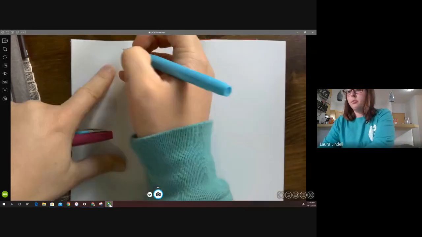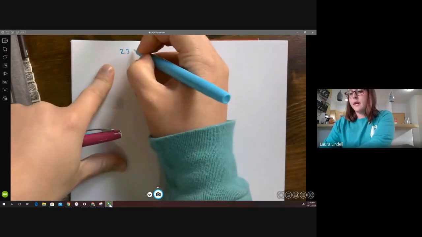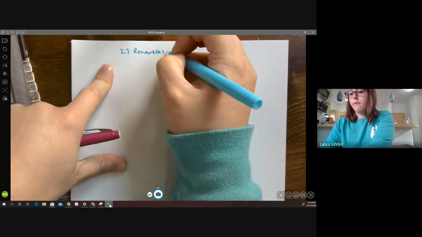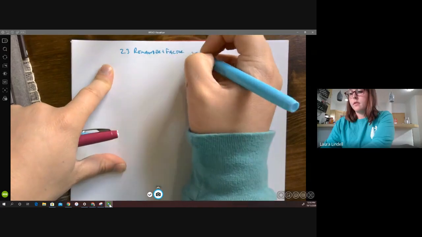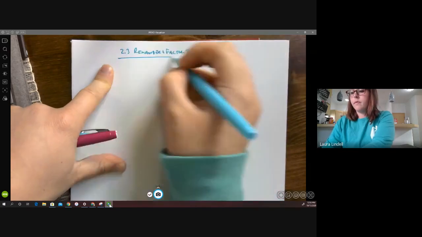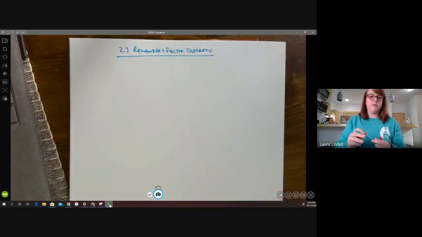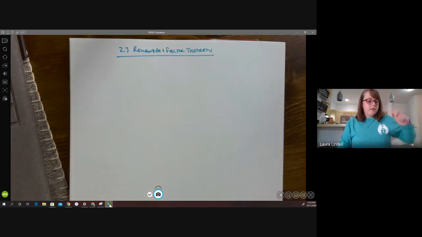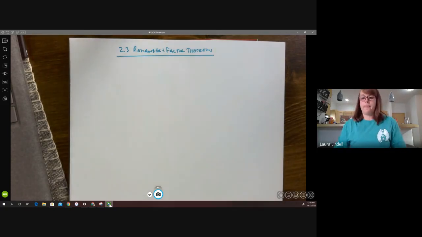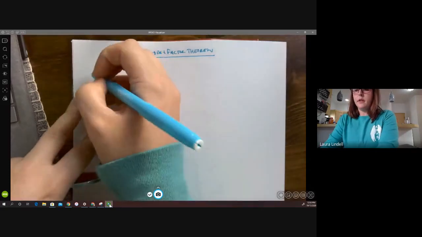So this is 2.3, and the section is entitled Remainder and Factor Theorems. Okay. So before we can do a lot with remainder and factor theorems, we do need to make sure that we can effectively use synthetic and long division. So we're going to start with an example using long division.